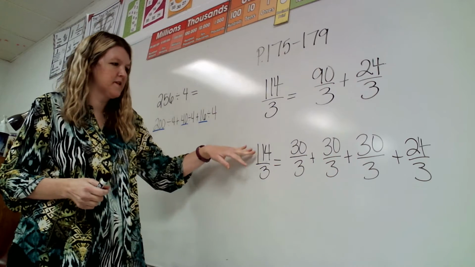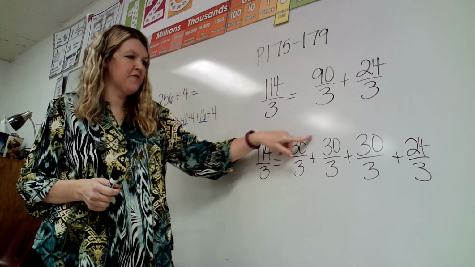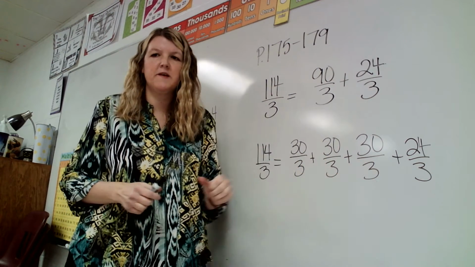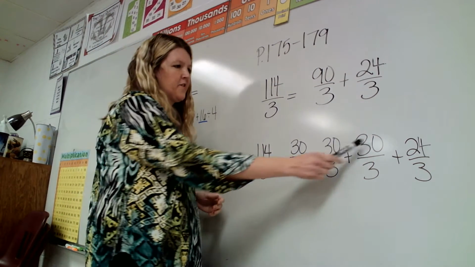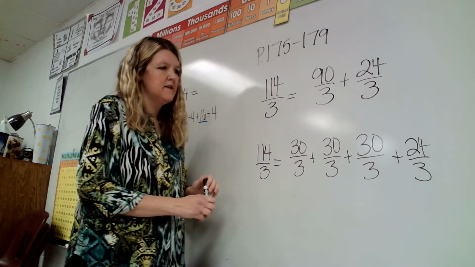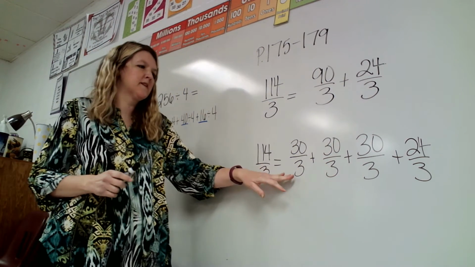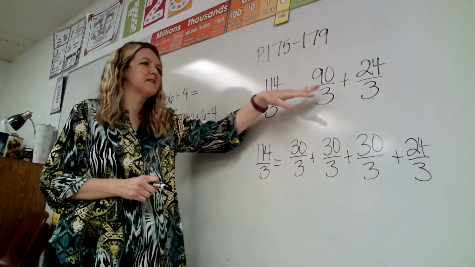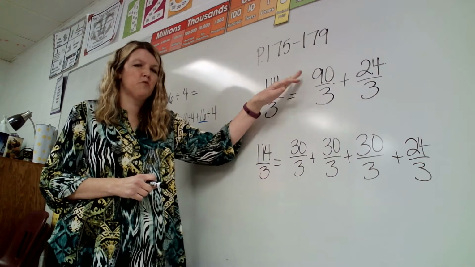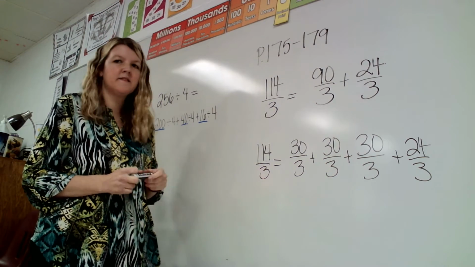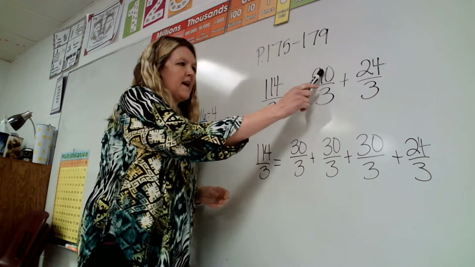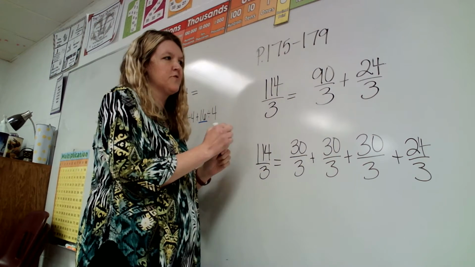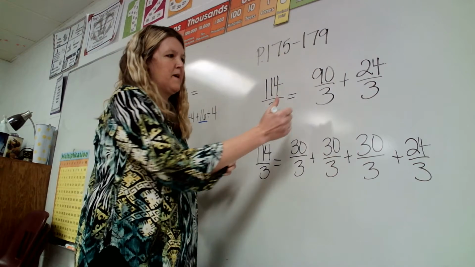And then with this one, I did 30 divided by 3 plus 30 divided by 3 plus 30 divided by 3 plus 24 divided by 3. So if we add these together, then we get 114. So this is just another way that we can divide. I can write it as a fraction, and then I can split it up into compatible numbers that will divide easily. So in this case, I know that 90 divided by 3 would be 30, because 9 divided by 3 is 3. So 90 divided by 3 is going to be 30.